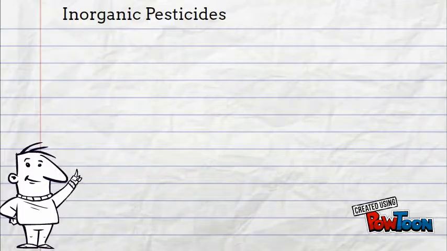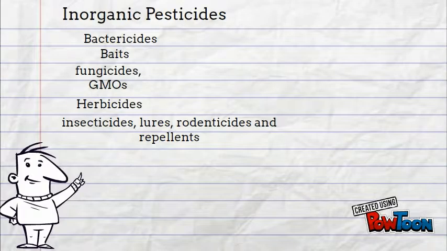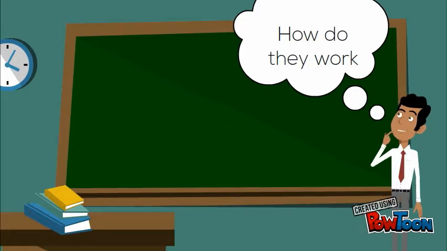Some examples of inorganic pesticides include bactericides, baits, fungicides, GMOs, herbicides, insecticides, lures, rodenticides, and repellents. Some examples of organic pesticides include pyrethrum, garlic, tea tree oil, and eucalyptus oil.